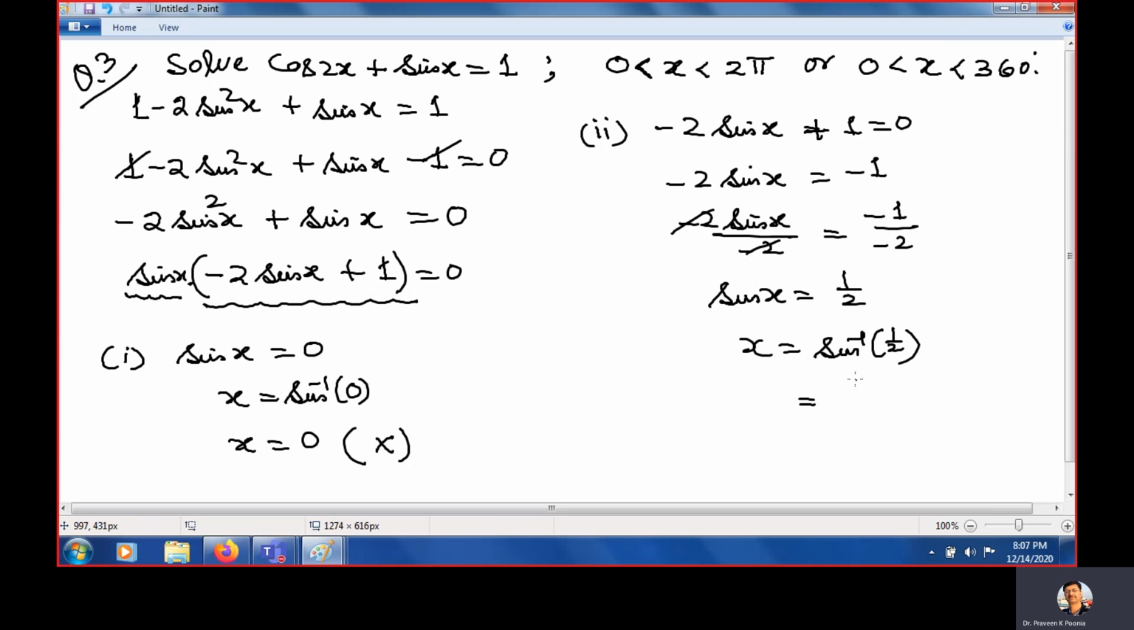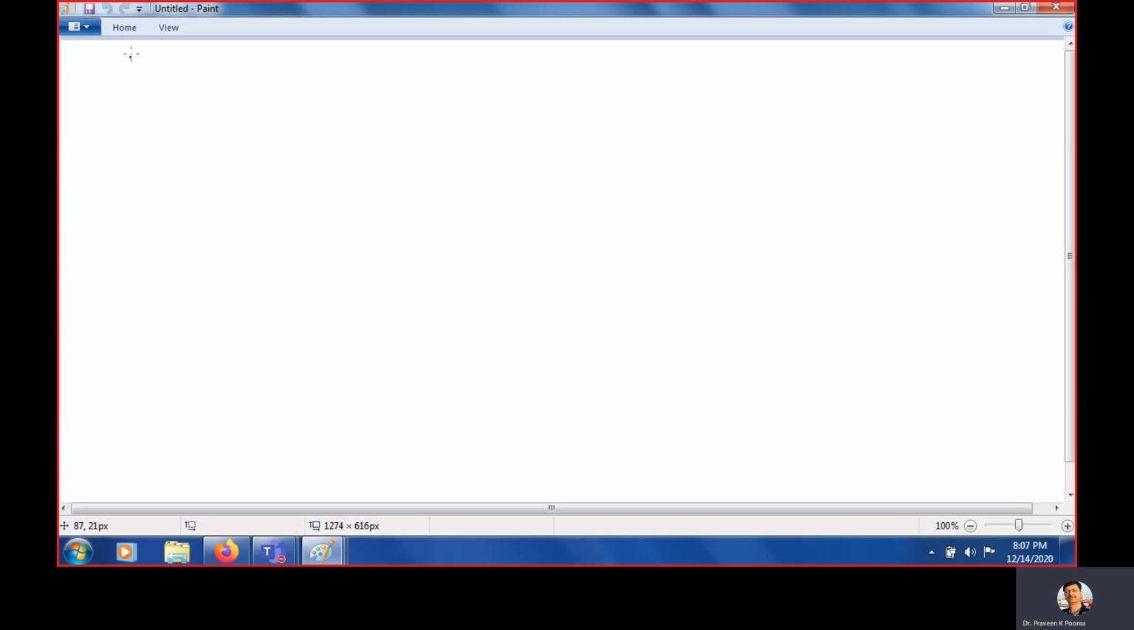And what is the value of sine inverse 1 upon 2? It is pi upon 6, or in angle, if you want to write, it is 30 degrees. And this solution is acceptable. Why? Because 30 degrees lies between 0 and 360 degrees. This is how to get the solution. Understand or not understand? I think you understand it. Okay, last question. This was the exercise problem. Okay, one more question we will solve.